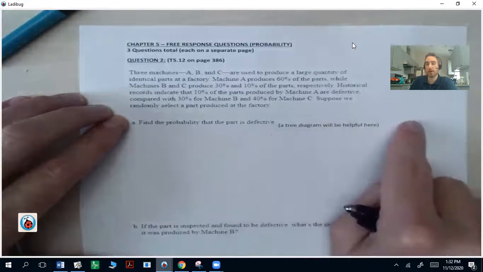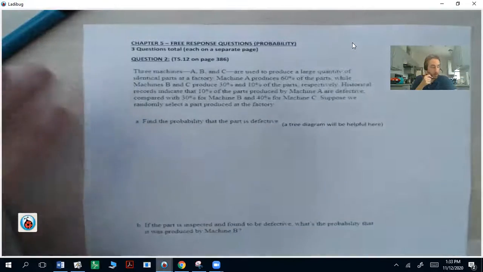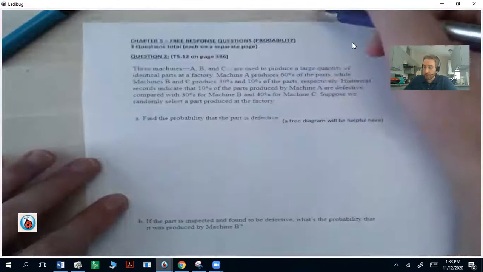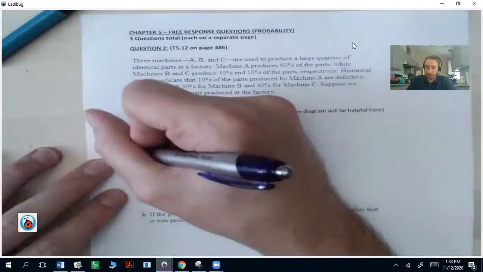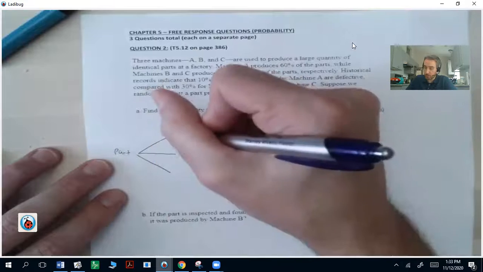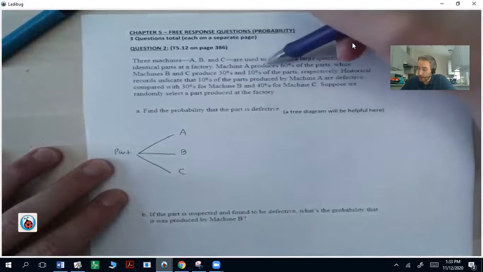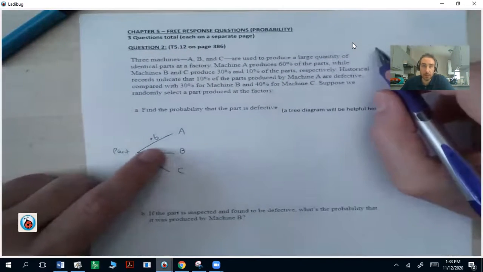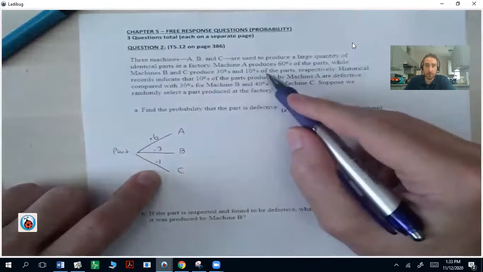Now, the book doesn't say to do a tree diagram, but in this case, when you have one thing leading to another, a tree diagram is going to be super helpful. So let's think about what we have. First, we have three machines. They're going to make a part, and we'll call it A, B, and C. Part A is 60%, so that's going to be 0.6. Machines B and C produce 0.3 and 0.1. So those are your percentages from the given information.